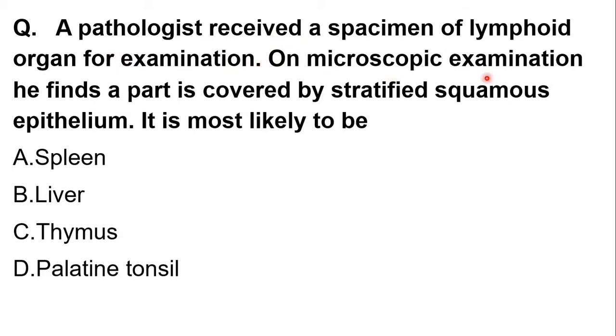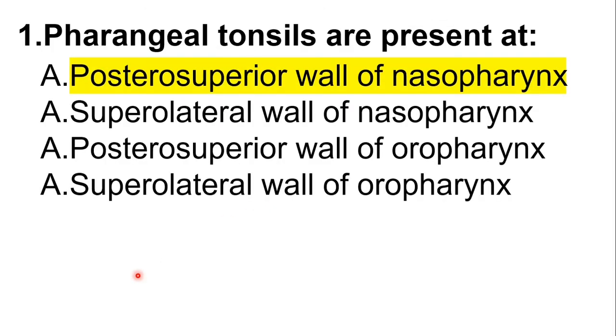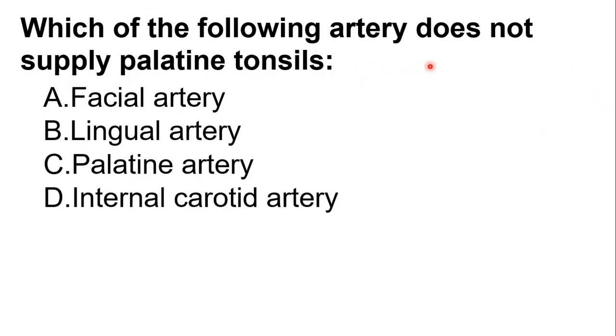A pathologist received a specimen of lymphoid organ for examination. On microscopic examination, he finds a part is covered by stratified squamous epithelium. So the tonsil will be palatine. This one. Pharyngeal tonsils are present in the posterior-superior wall of the nasopharynx. Posterior-superior wall of nasopharynx.